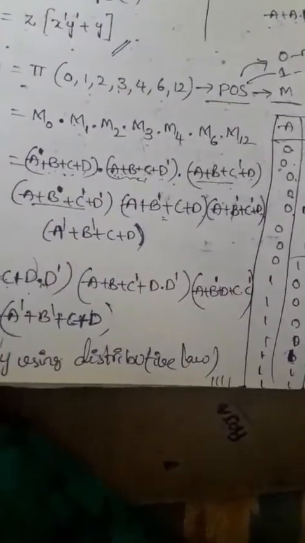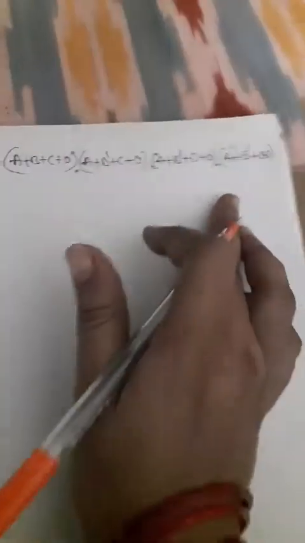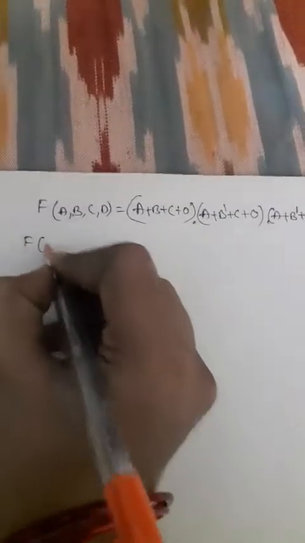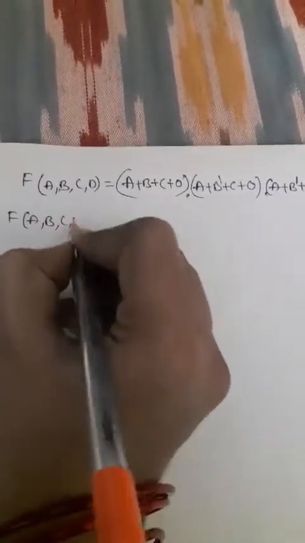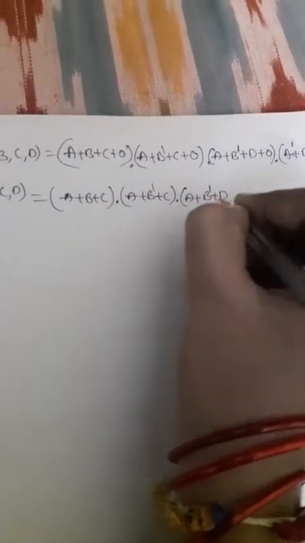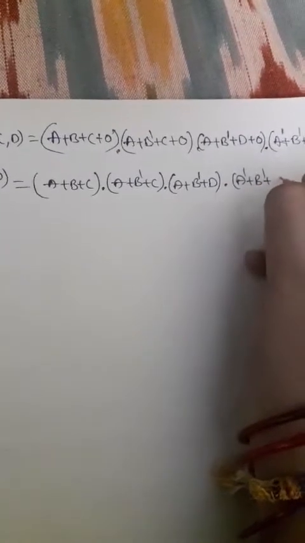So into A complement plus B complement plus C plus D. Okay, so this is the equation. So now simplify this part. F of A, B, C, D is equal to, here the final equation becomes like this: (A plus B plus C) into (A plus B complement plus C) into (A plus B complement plus D) into (A complement plus B complement plus C plus D).